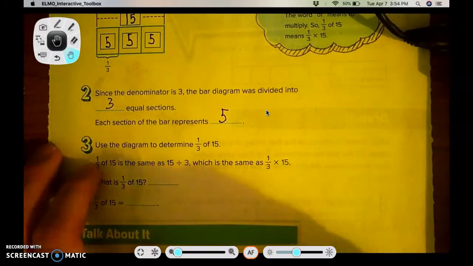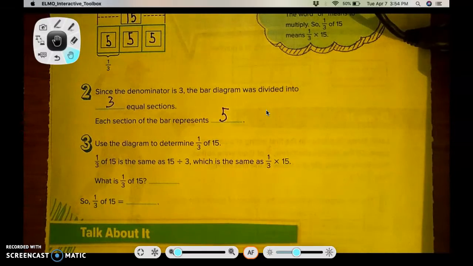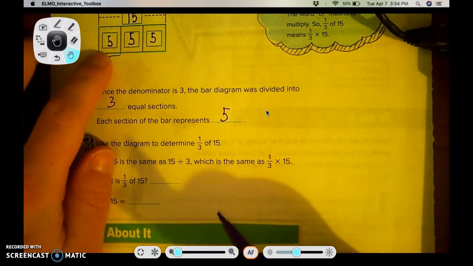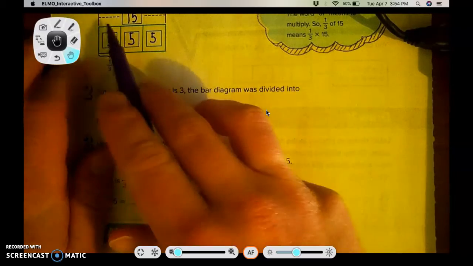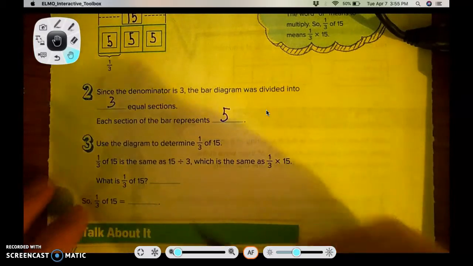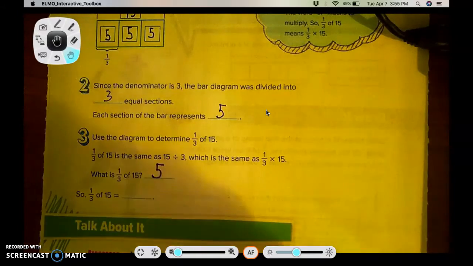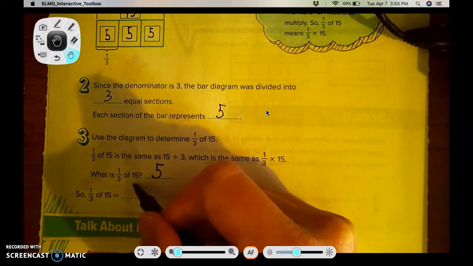It says use the diagram to determine 1/3 of 15, which is the same thing as saying 15 divided by 3. So we want 1/3 of it, so we just want this section here. It's going to be 5. Okay, so 1/3 of 15 is 5. We just divided it by 3. Okay, I'm going to move on to the next page.